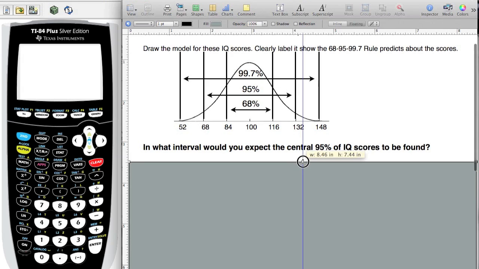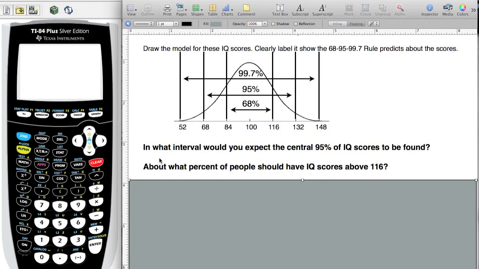All right. The next question. What percent of IQ scores, or percent of people, should have an IQ above 116? Well, that's easy enough. I go up here and ask, what percentage would be from here up? This is one full standard deviation above the mean. I know that the mean divides it in half, so 50% below, and I know that this part is 34%.